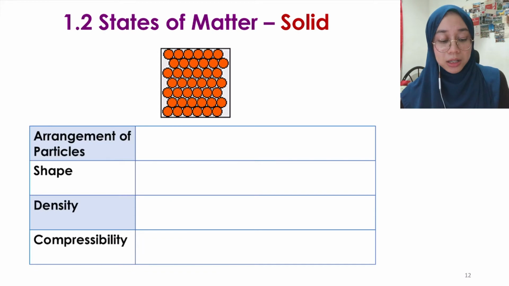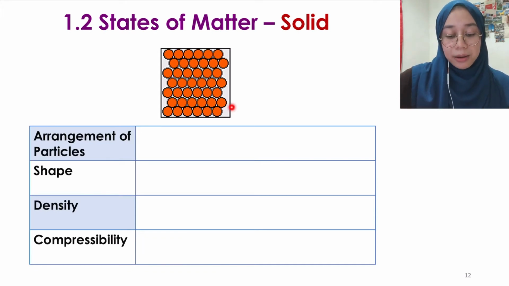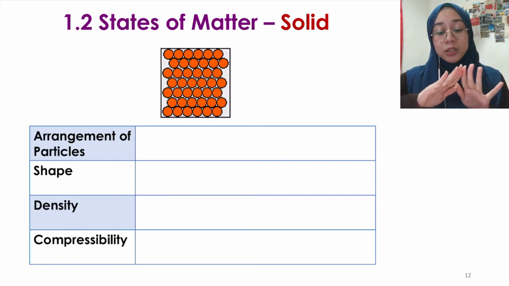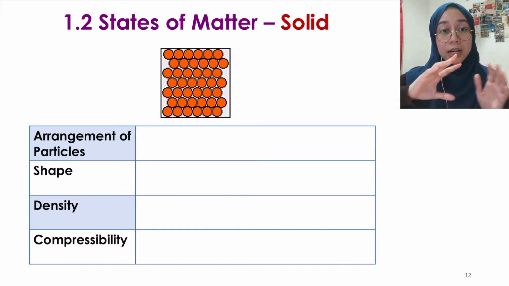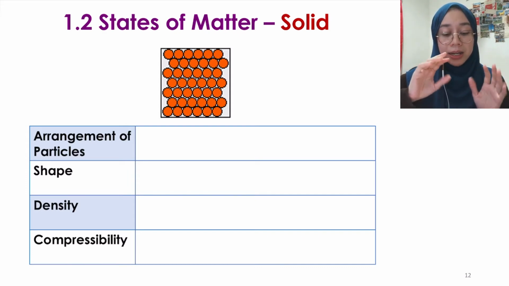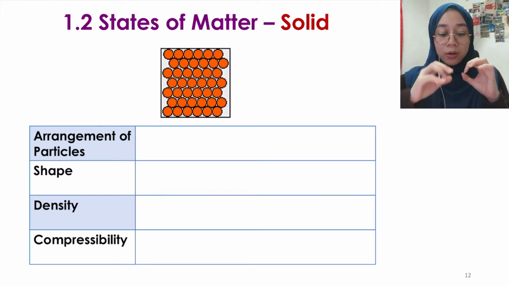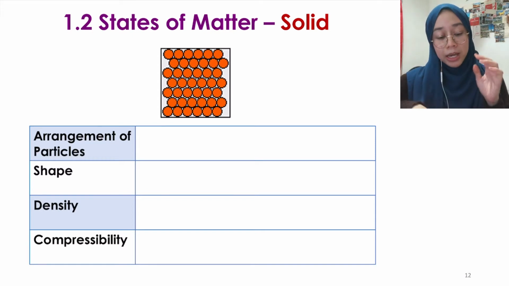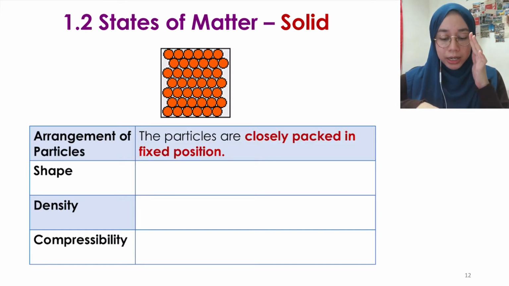So for solid, the arrangement of the particles, as you can see in the diagram here, they are very closely packed to one another, the particles. And the position is fixed. So kalaulah ini sebenarnya adalah diagram yang bergerak kan, sebenarnya kamu akan nampak all the particles sebenarnya dia static je, dia fixed at one place only. Therefore the arrangement of particles, they are closely packed in a fixed position.